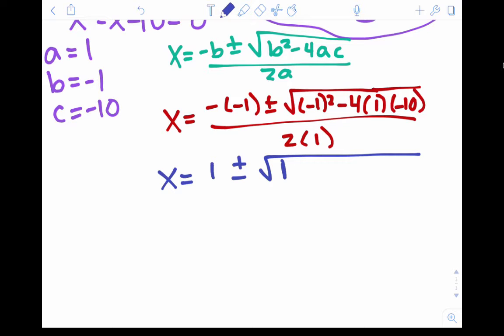The negative 1 is inside the parentheses, and that's why it's really important, because I have b squared. My b is negative 1, so I'm taking negative 1 times negative 1, which is positive 1, minus 4 times 1 times negative 10. 4 times 1 is 4. 4 times negative 10 is negative 40. A negative and a negative together makes a positive, and that's all over 2.